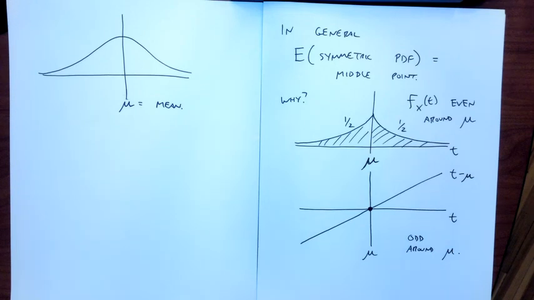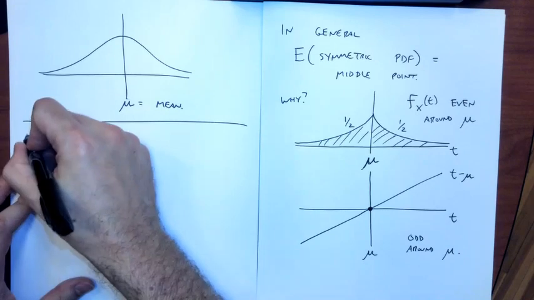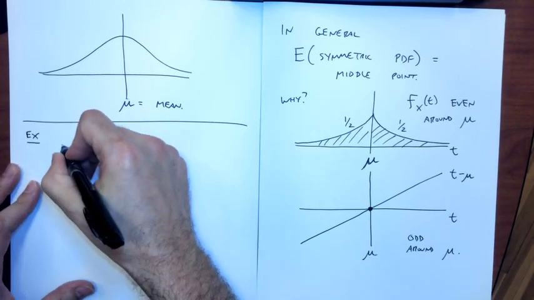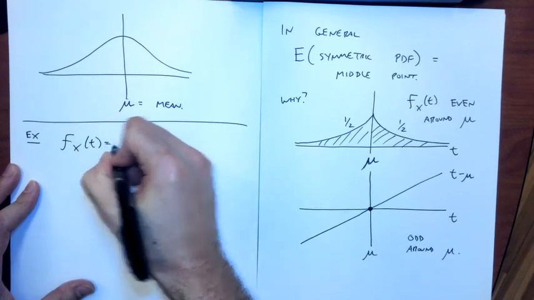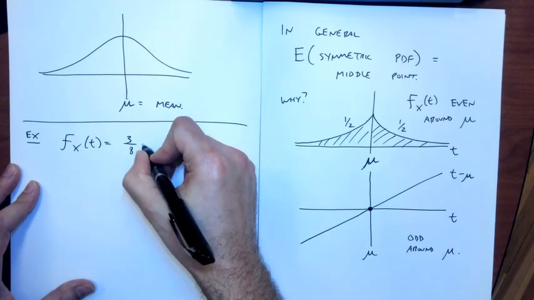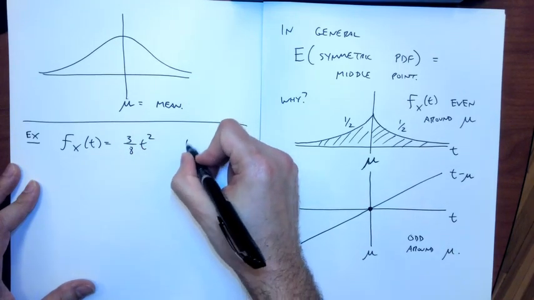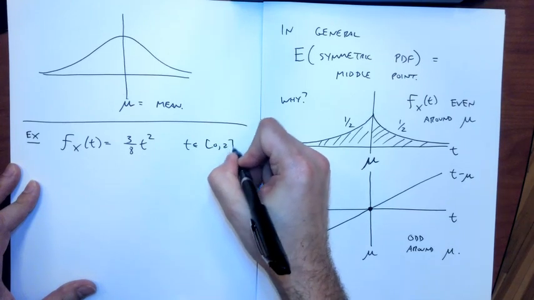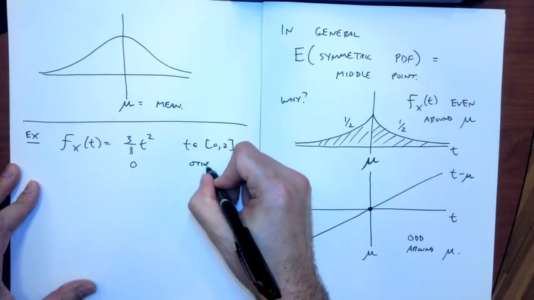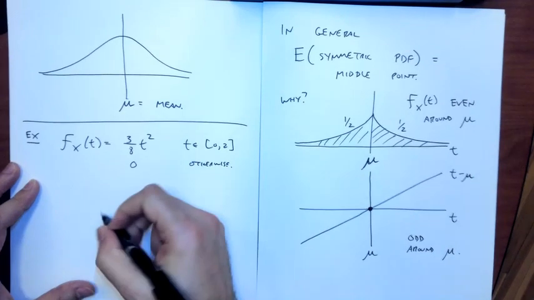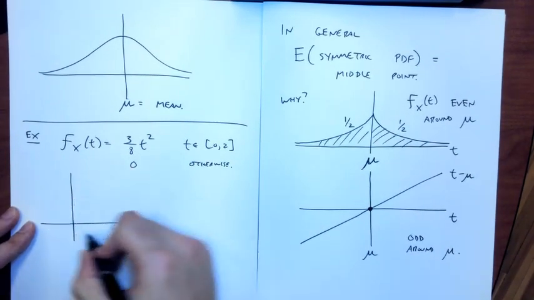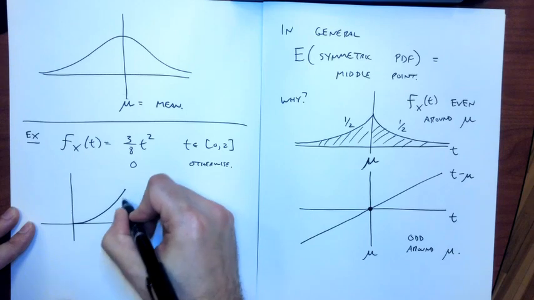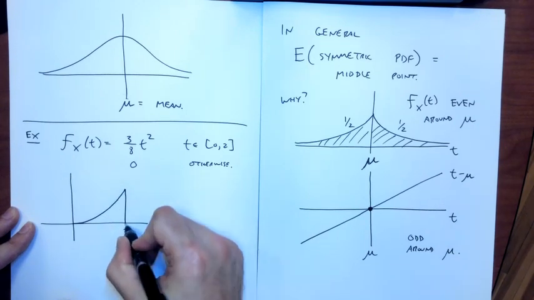Okay. So let me do a non-symmetric PDF. What about something like this: a PDF equal to 3/8 t squared when t is between 0 and 2, and 0 otherwise. So that looks like a piece of a parabola, right? Kind of going like this, and then it stops at 2.